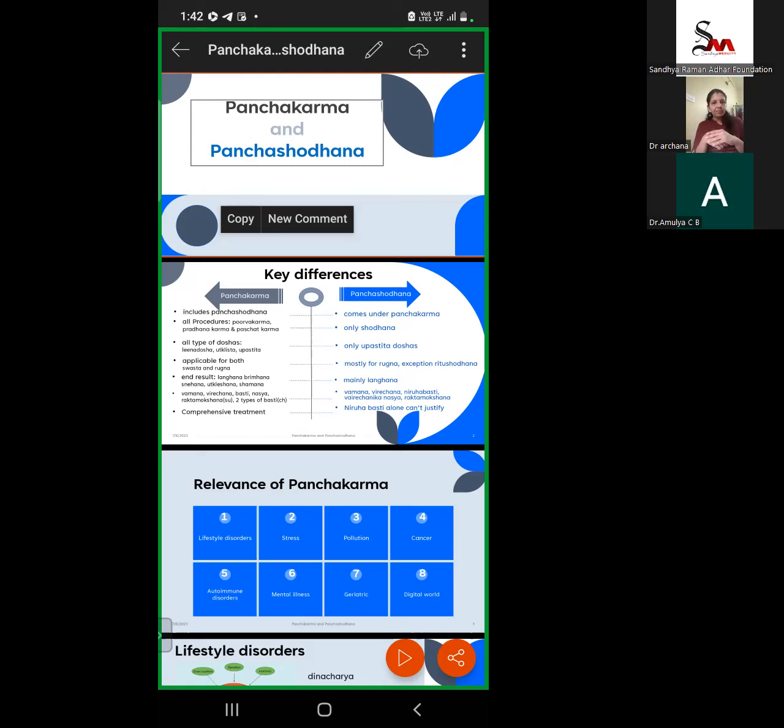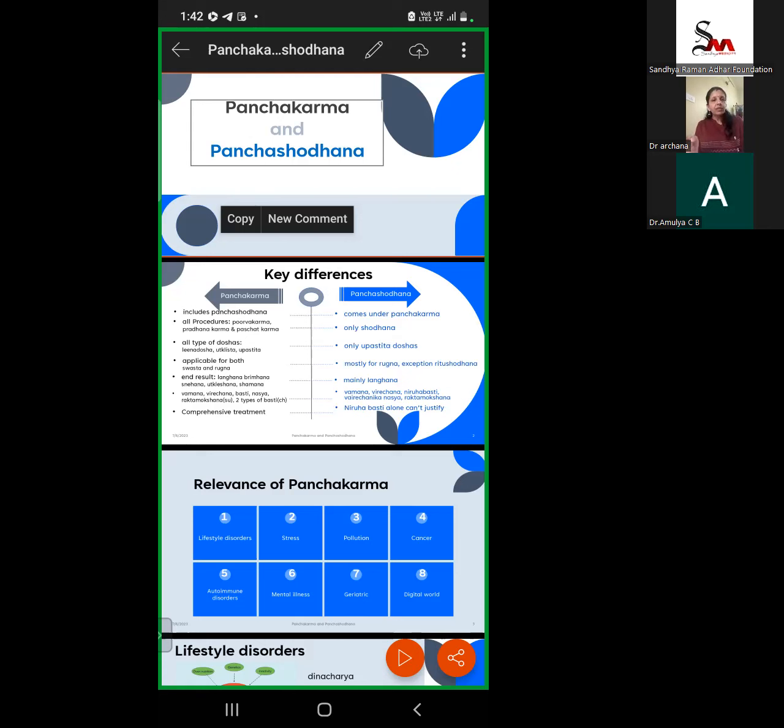Then the end result. In Panchakarma, it can be Langhana, Brahmana, Snehana, Utkleshana, Shamana, etc. Because Anuvasana Basti is going to do the Utkleshana, or sometimes the Brahmana Nasya is going to do the Shamana of Vata. So the end results of Panchakarma can be Langhana, Brahmana, Snehana, Utkleshana, Shamana, etc. But in Panchashodhana, it is mainly Langhana in nature. That is, it causes apatarpana in the body.